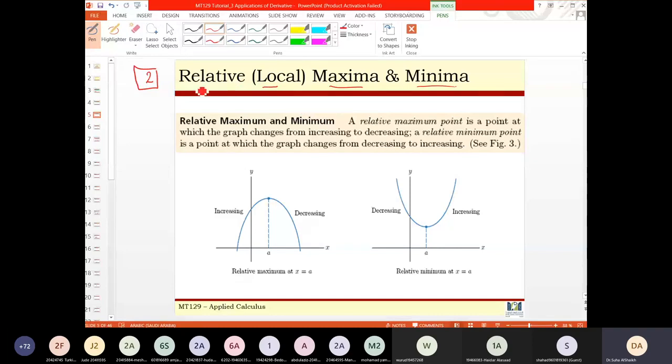We can say it is a relative maximum or minimum point, and we can say it is a local maximum or minimum point. The relative maximum point is a point at which the graph changes from being increasing to decreasing, whereas the relative minimum point is a point at which the function changes from being decreasing to increasing. Pay attention to those things.